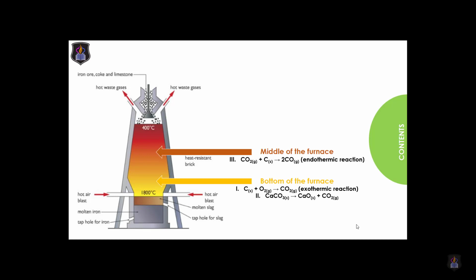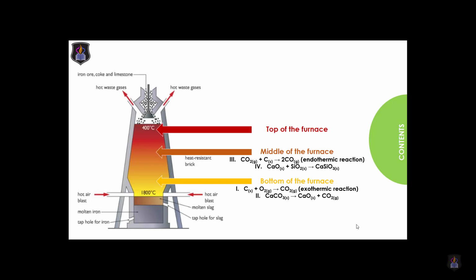Meanwhile, the quicklime produced at the bottom from the decomposition of the limestone combines with the silica impurities in a neutralization reaction and removes them as slag, that is calcium silicate, CaSiO3, or what you call calcium trisilicate.